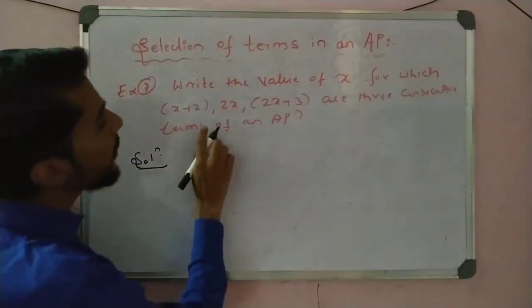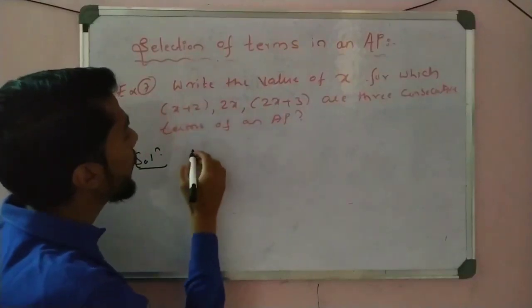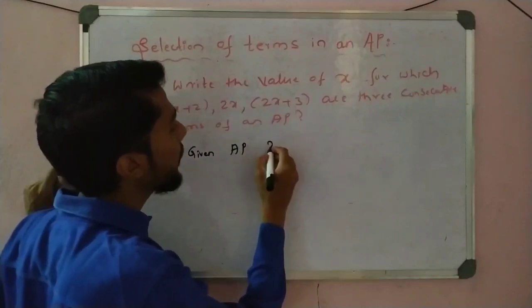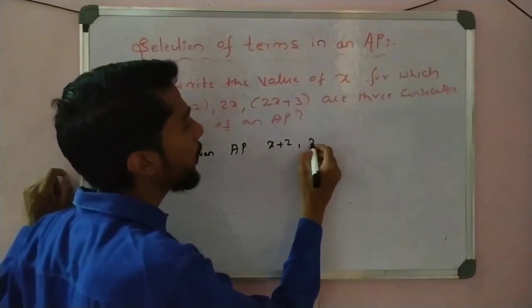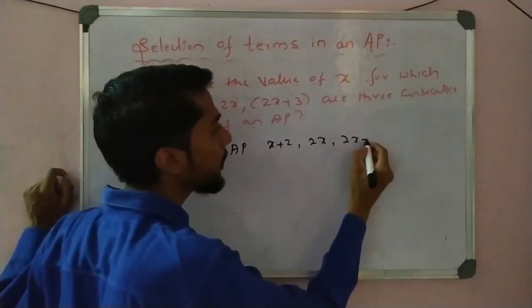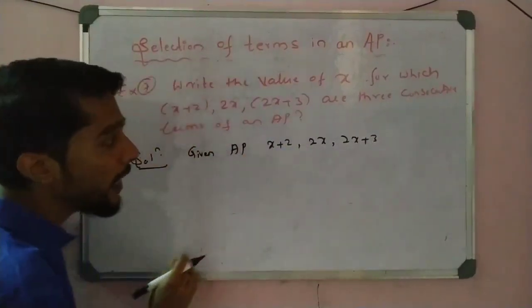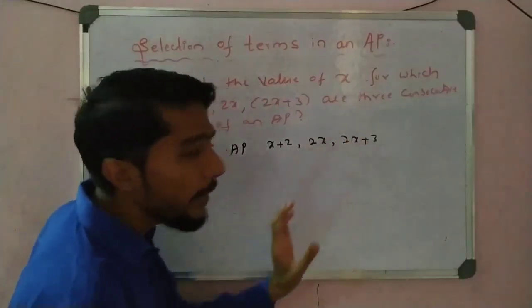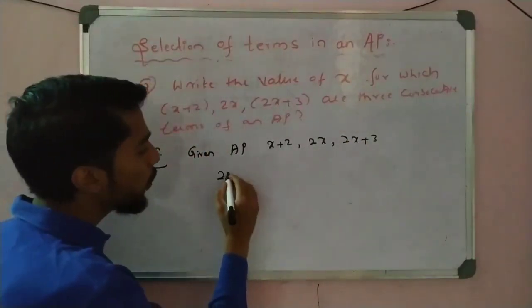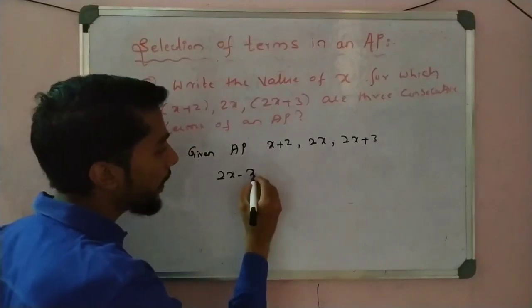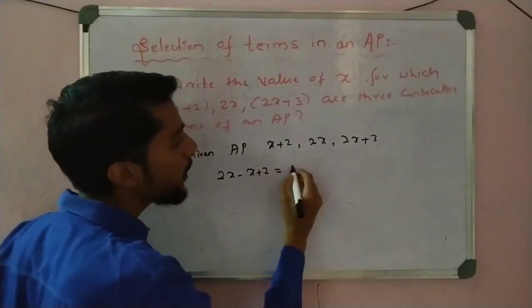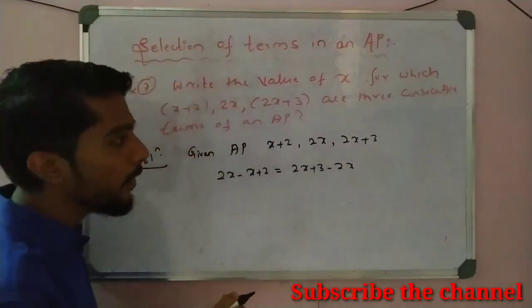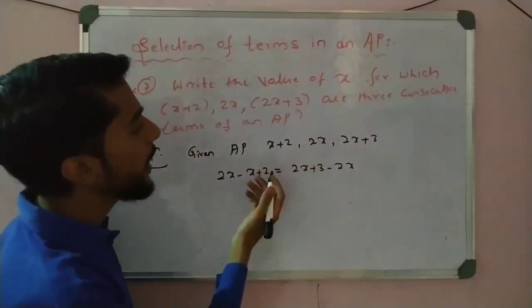See here what is given. It is an AP given, that is x plus 2, 2x and 2x plus 3. If it is in AP, we know that the difference between 2x and x plus 2 is equal to the difference between 2x plus 3 and 2x, correct?